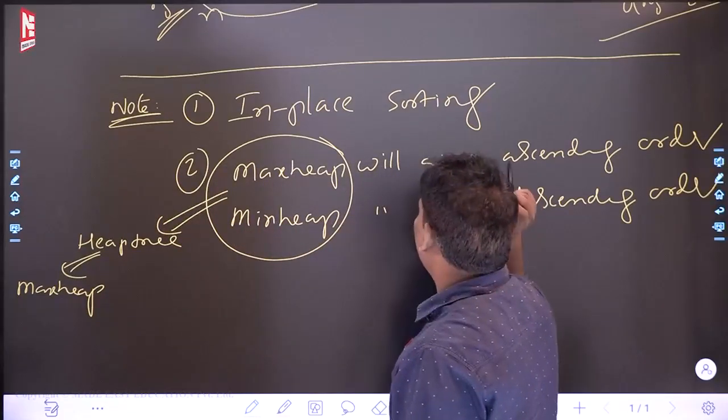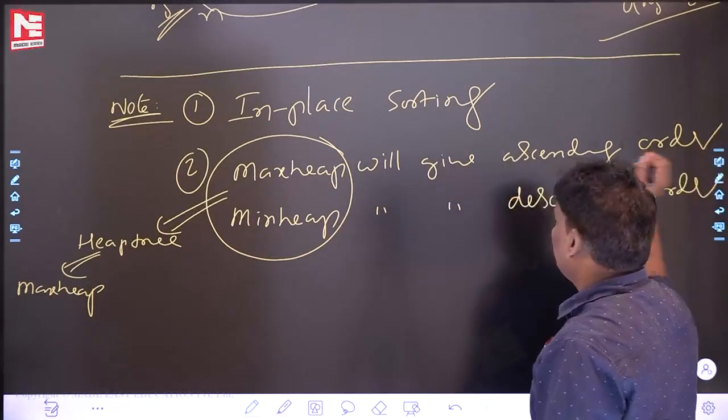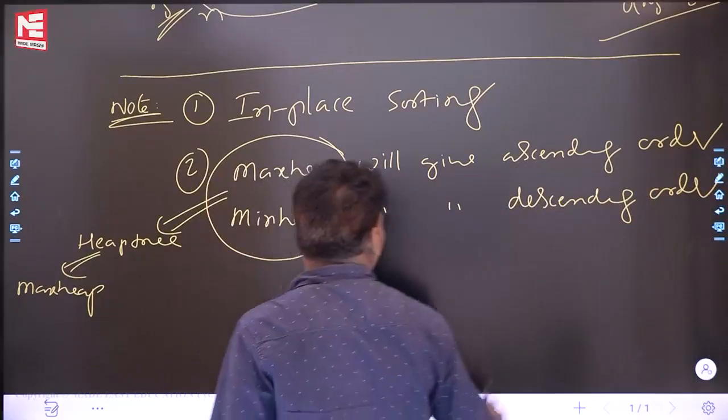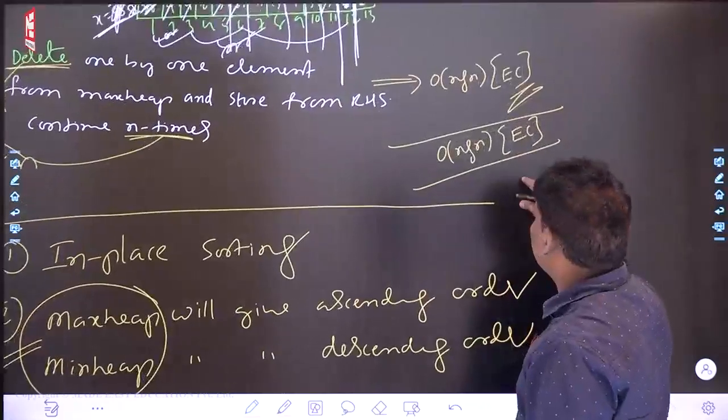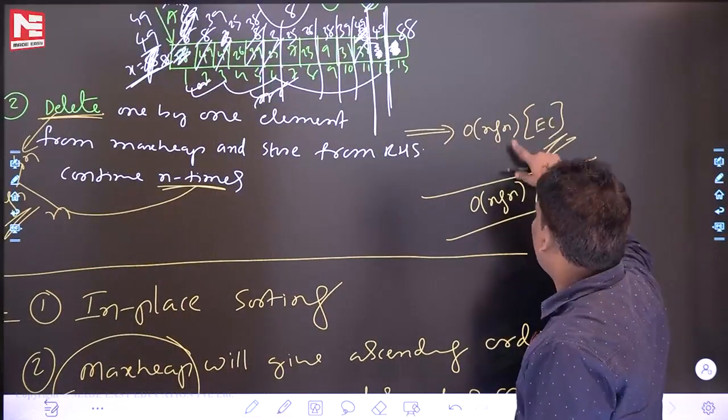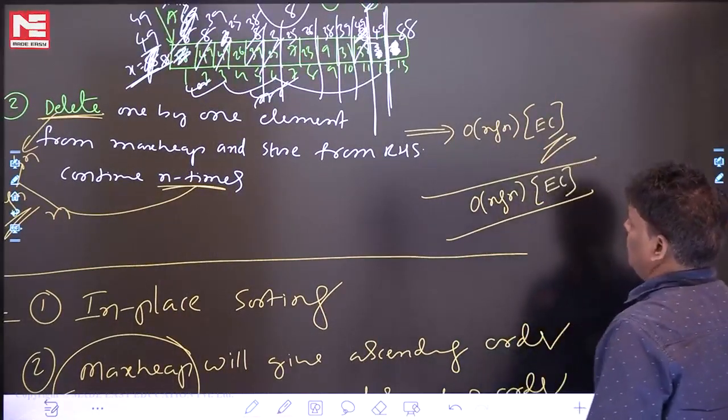It is an in-place sorting algorithm. Max heap will give ascending, min heap will give descending. So heap tree means max heap tree. Time complexity is going to be n log n. Which case? Every case. Why? Deletion normally will take log n. Like that n times n log n.